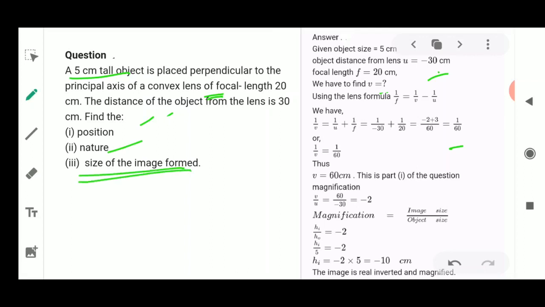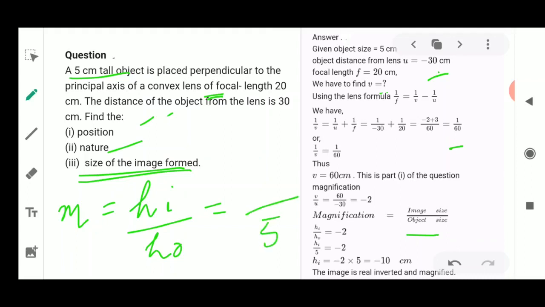The size of the image you will get by using another formula of magnification, that is m is equal to height of the image upon height of the object. The height of the image you have not got, so you have to find this. In the numerical, you have this value of 5 centimeters for the object, so minus 2 is equal to hi divided by 5. Now what will be the height of the image? The height of the image will be minus 10 centimeters.